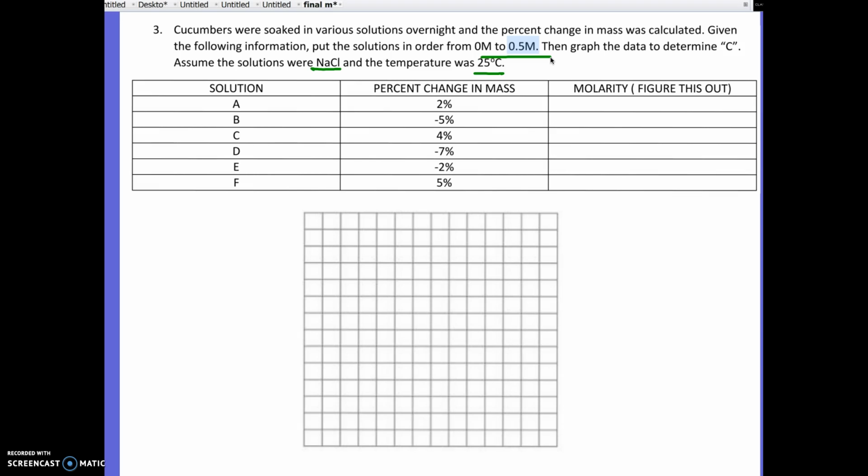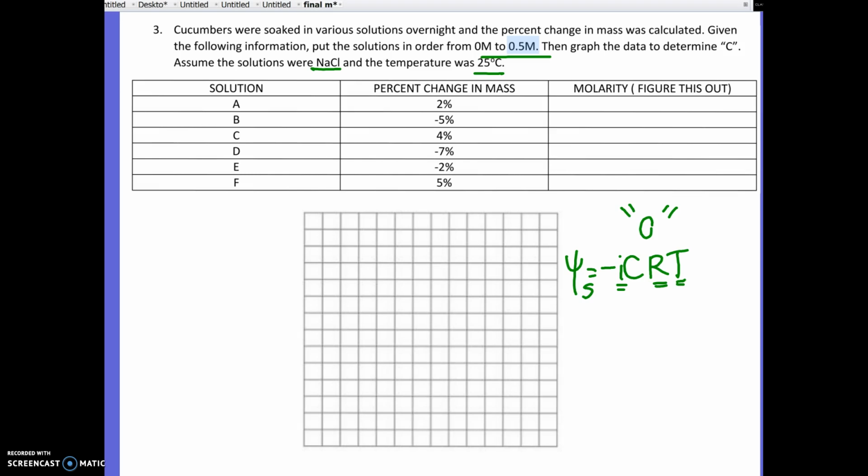The percent change in mass was recorded from each solution, and then you're supposed to figure out which solution was which. Graph it, and then from your graph, determine C, and then the last thing it's going to ask you to do is solve ICRT for solute potential. Remember, I, R, and T, what you have to get from your graph is C. So let's take a walkthrough of this.